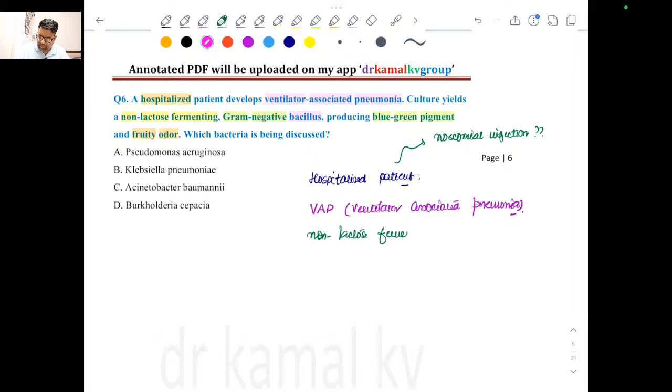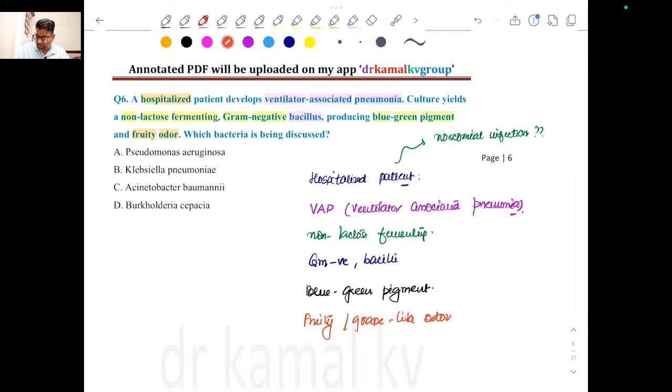Then it is a non-lactose fermenting gram negative bacilli, but more importantly the classical keyword is blue green pigment, and lastly fruity or grape like smell. So these are all keywords. Very good Gaurav, very good Priya. Yes, this is classical for Pseudomonas aeruginosa, right?